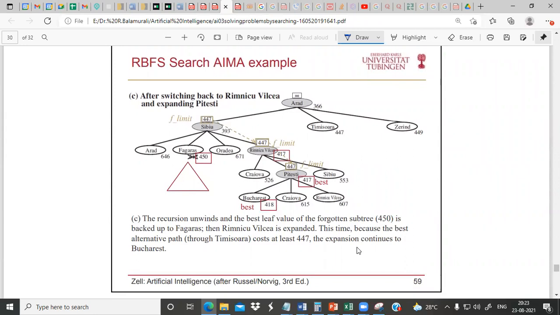Now what is the f limit of Rimnicu Vilcea? So the f limit of Rimnicu Vilcea is... now what is the f limit of Rimnicu Vilcea? Yeah, it is whatever the least cost. Okay.